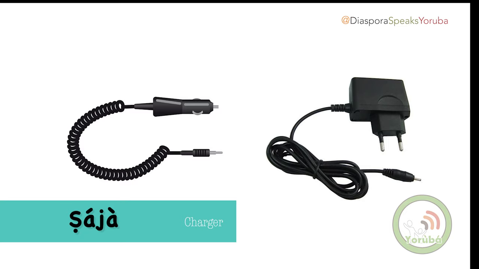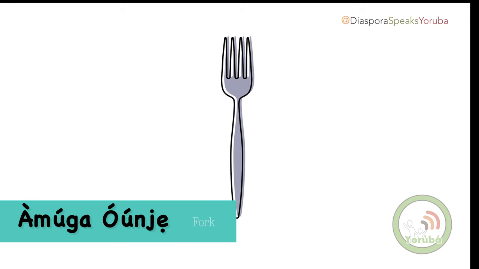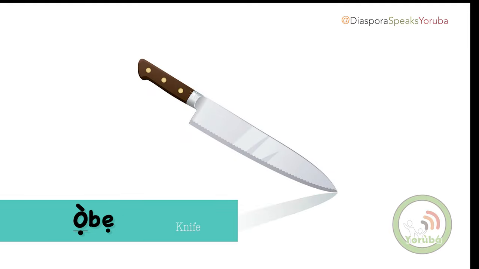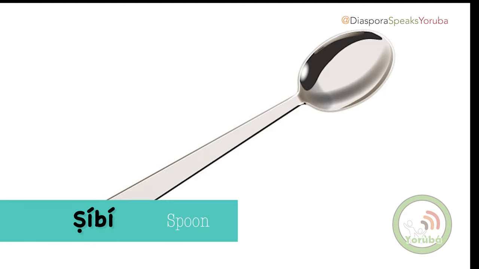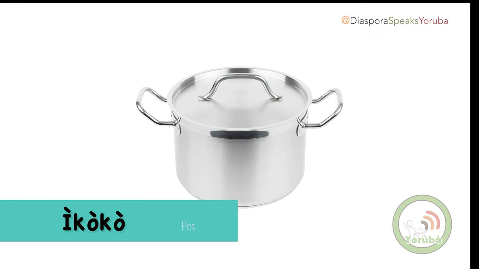Shaja, a charger. Amuga onje. Amuga means fork. Onje is food. Obe, knife. Shibi, spoon. Ikoko, pot.